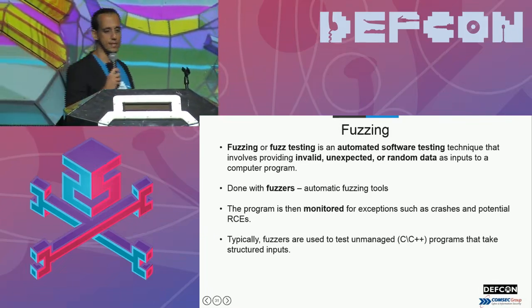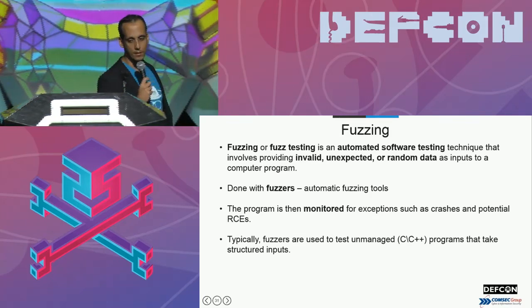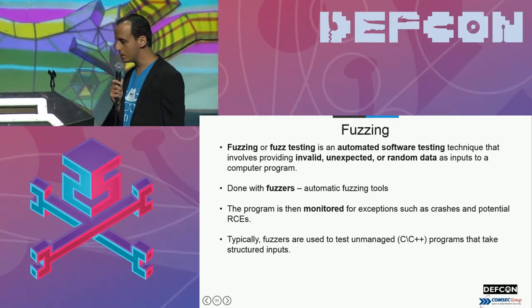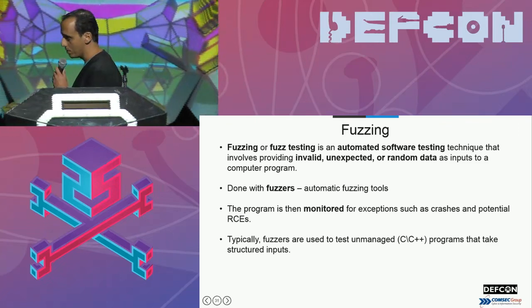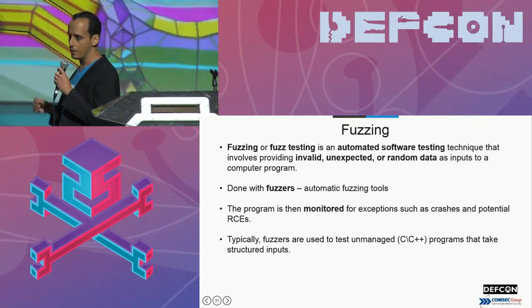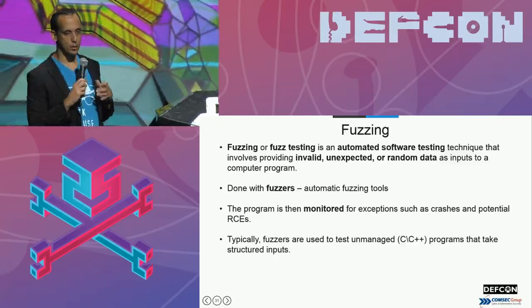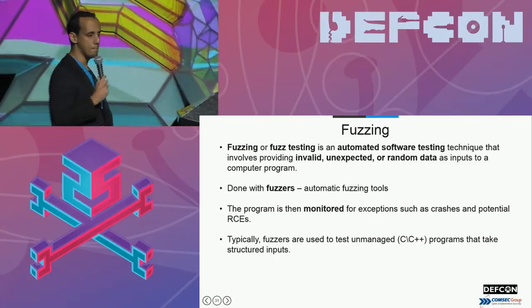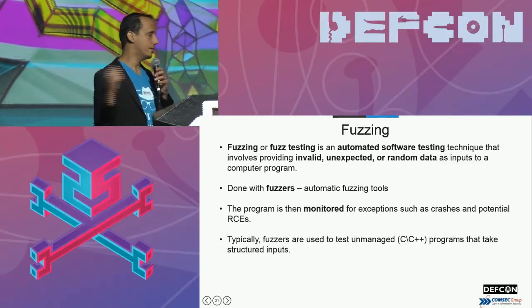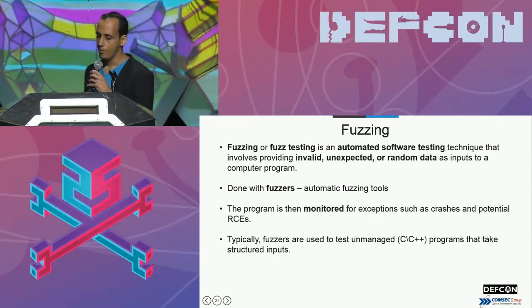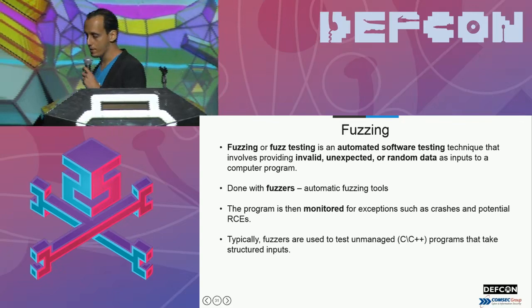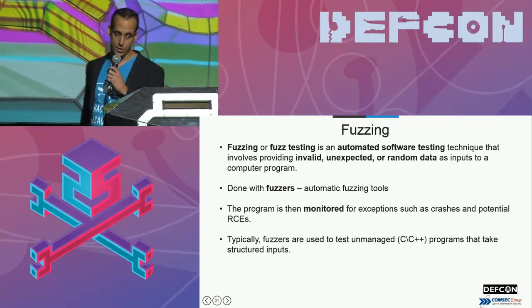Fuzzing, or fuzz testing, is an automated software testing technique that involves providing invalid, unexpected, or random data. You just bombard the interface with any unexpected values. It sounds a little bit like QA, but this is done automatically. QA is usually done manually. You have the QA guy that just writes the scripts and sends them. Fuzzers do it for you. The automatic fuzzing tools do it for you in the fuzzing process.